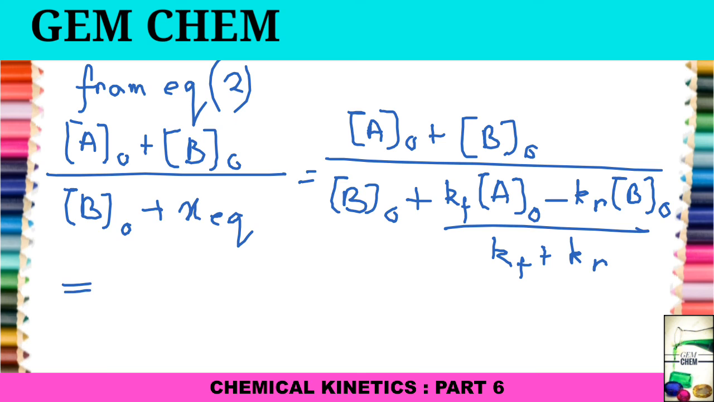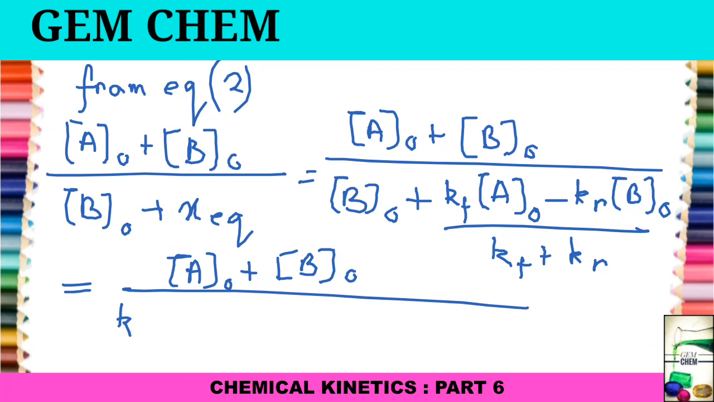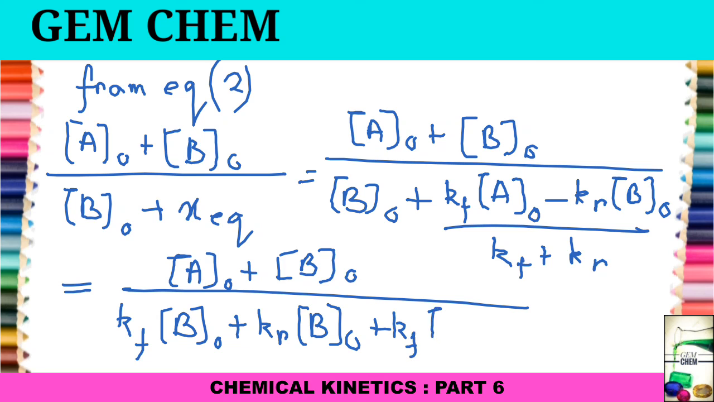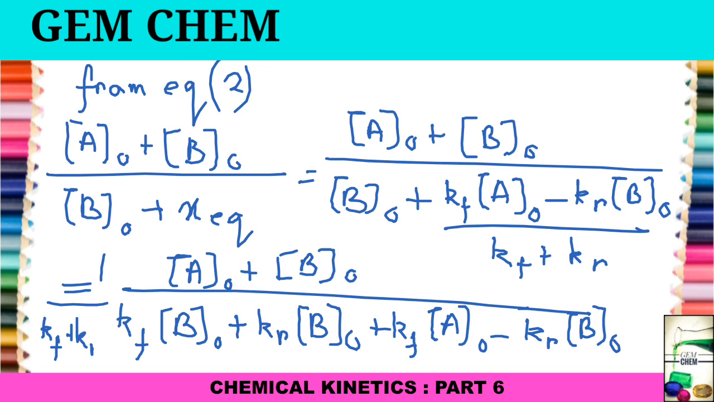This comes to be A naught plus B naught by Kf B naught plus Kr B naught plus Kf A naught minus Kr B naught, and what we are left with is 1 by Kf plus Kr. So we have here 1 by Kf plus Kr.